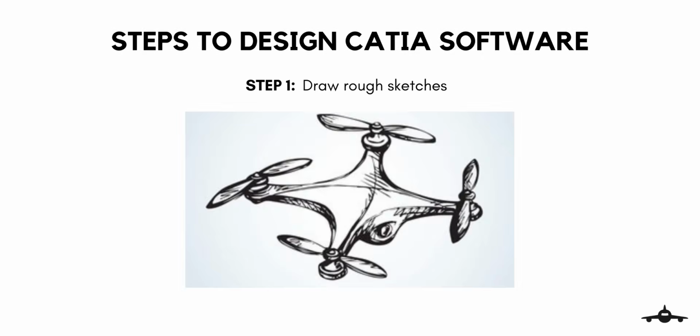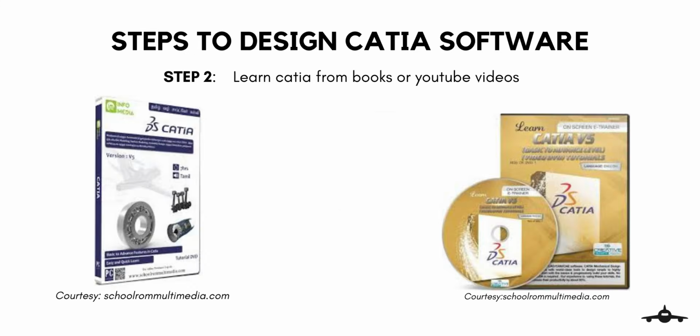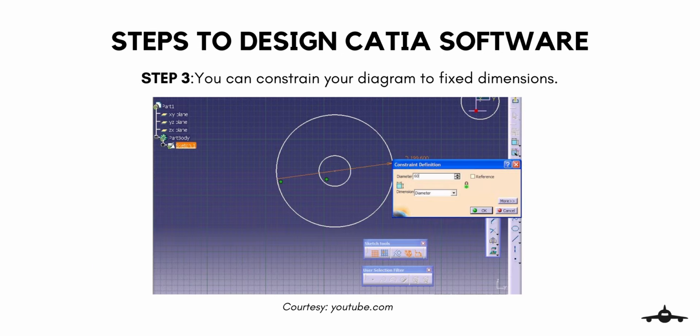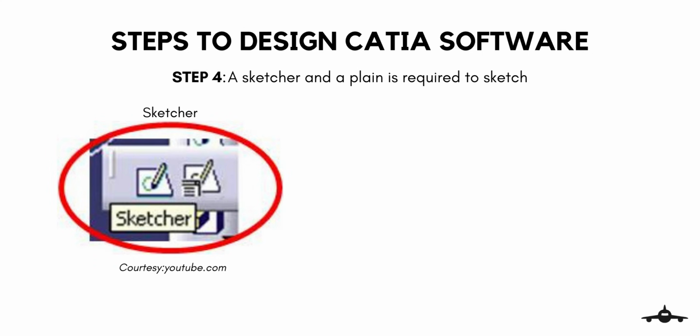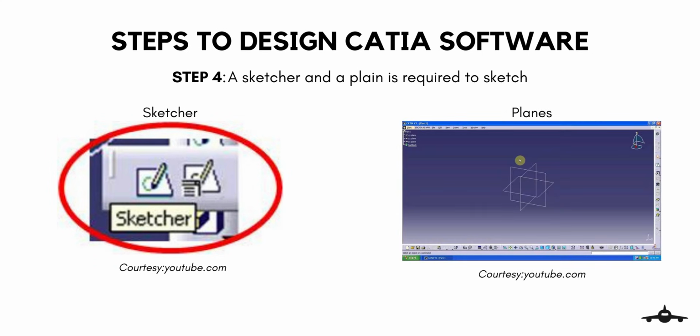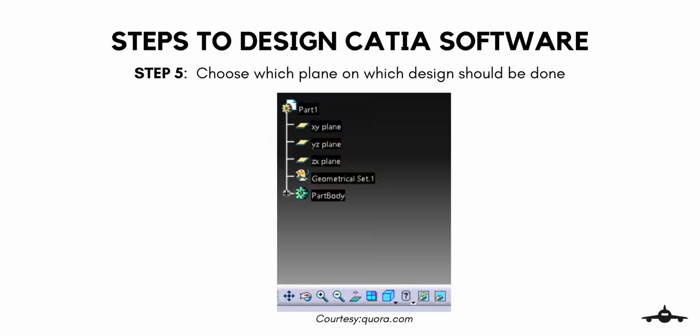When designing using the CATIA software, here are the step-by-step guidelines for all the beginners to follow. Initially, draw rough sketches or drawings on a piece of paper. Then start learning CATIA software right from the fundamentals. Designing can be done according to the dimensions, that is, you can constrain your diagram to any fixed dimensions. As we all know, we need a pen and a paper to draw your drawings. Similarly, we need a sketcher and a plane so that we can sketch the desired figure on the plane. Make sure which plane to use for drawing in your sketcher section.